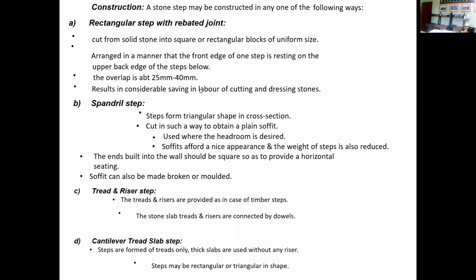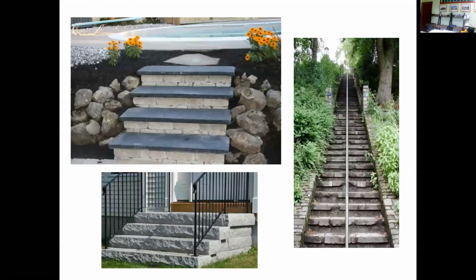There are different types of construction joints for the stones. Then we have the regular step with rebated joint, the spandrel steps, tread and riser steps, and the cantilever tread slab step. So these are different samples of stones that are used for steps or stairs. This is commonly used for gardens, outdoor landscapes, and parks. These are the common uses of natural stone as steps.